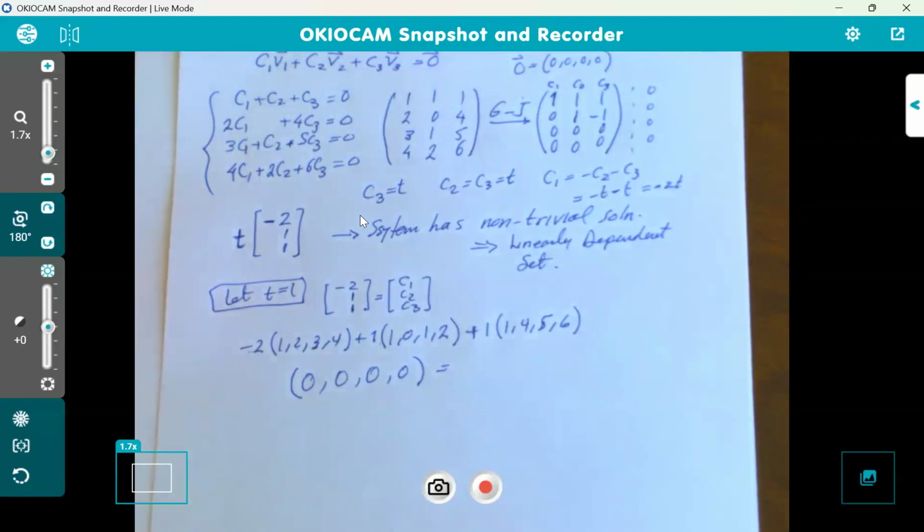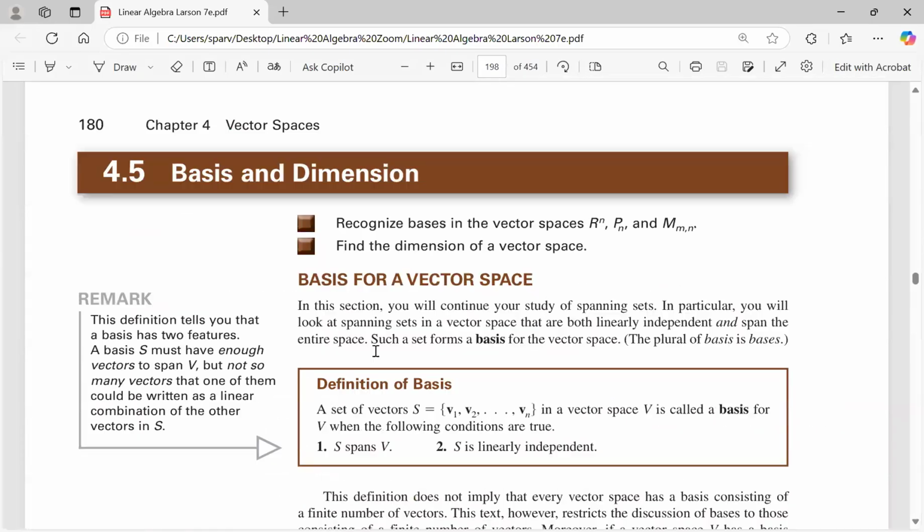Let me stop here. So we are done, by the way. We are done with the entire section. Now we have completely covered section 4.4. And in my next video, next lecture, we're going to talk about basis and dimension.